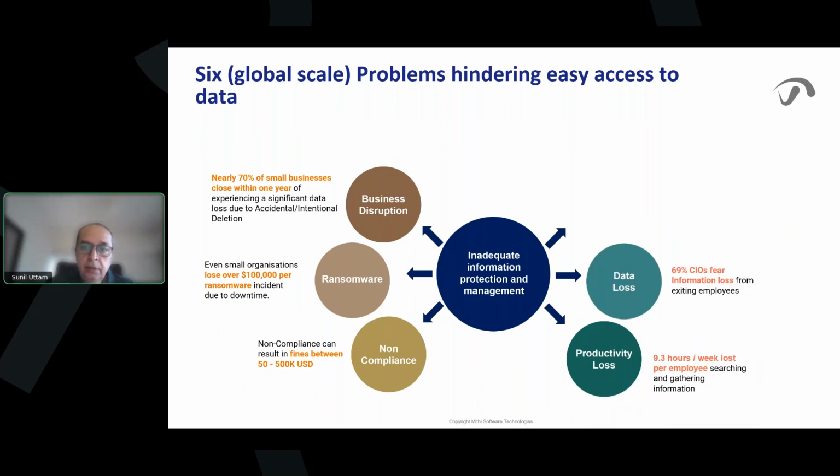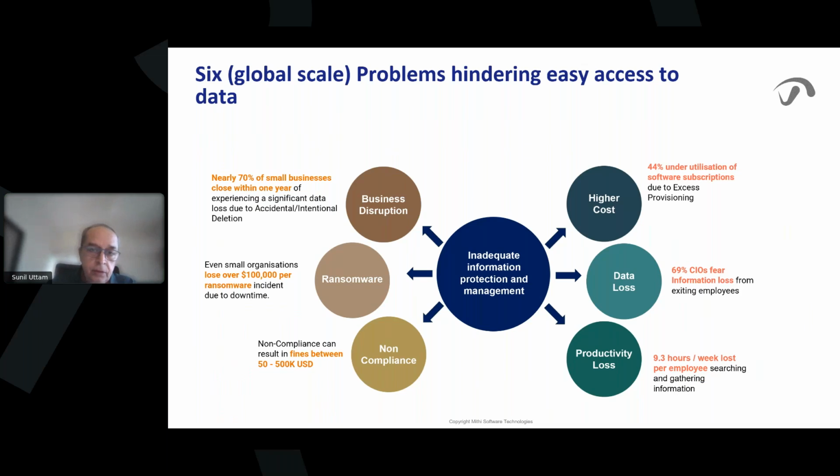Data loss. When employees leave, they tend to delete data. This is research done by Osterman, and they identified that 70% of CIOs fear information loss from exiting employees. Higher cost. There is a cost of excess provisioning, premium plans, and extra storage to manage this growing data.